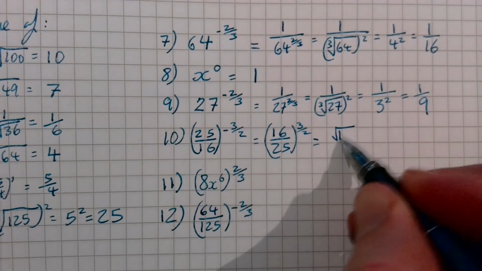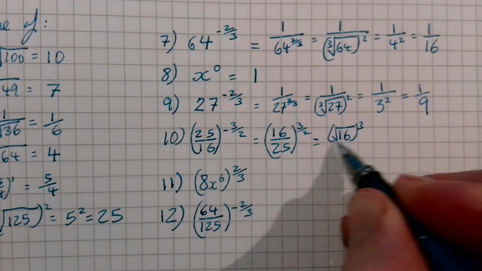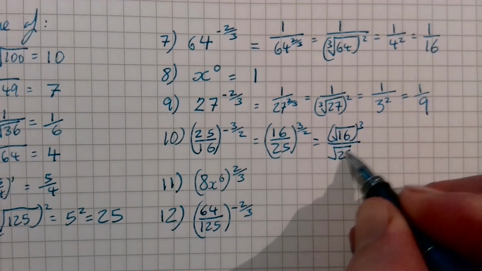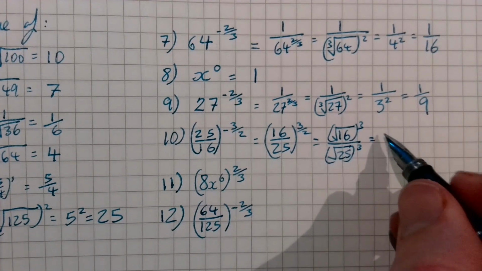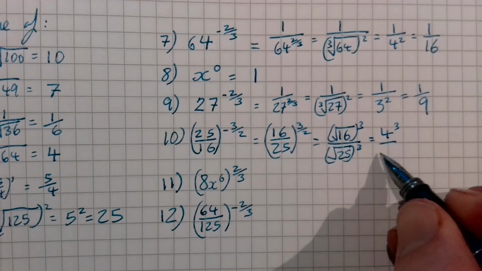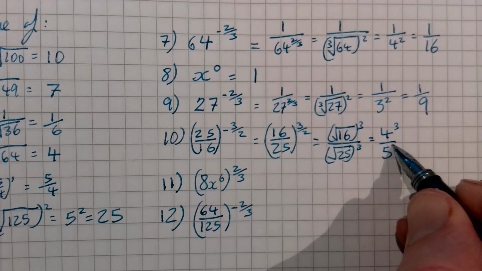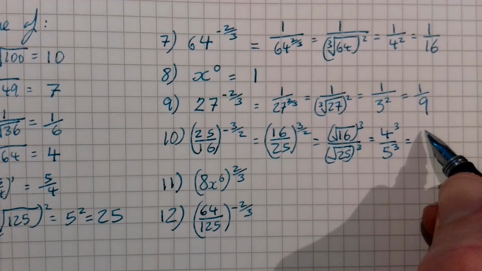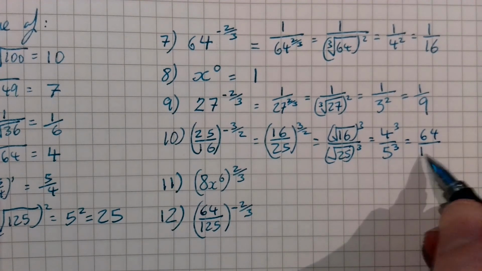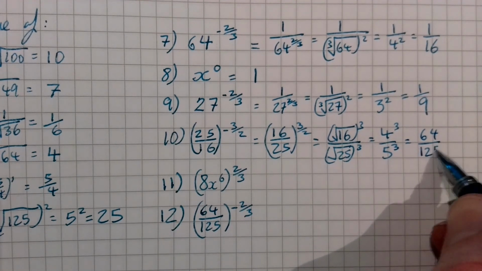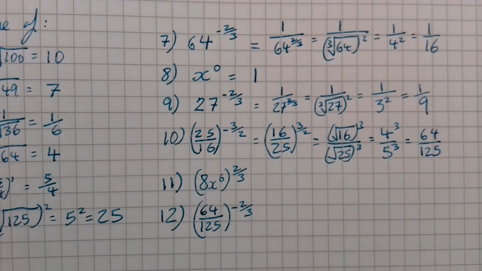So we want root 16 to the power of 3, and we want root 25 to the power of 3. Root 16 is 4, so we want 4 cubed. Root 25 is 5, so we want 5 cubed. So that gives us 4 cubed is 64, over 5 cubed is 125. And you may think a lot of these numbers are starting to look familiar, and that's because there's only a few of these that they can ask.